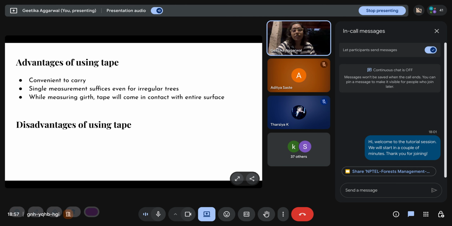While measuring the girth, the tape will be in contact with the entire surface, which is also a good thing, which does not really happen for the caliper. And it does not require constant adjustment. You don't really have to correct for zero errors all the time, which happens in the case of calipers.